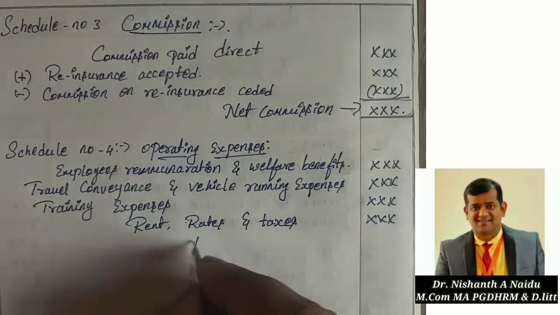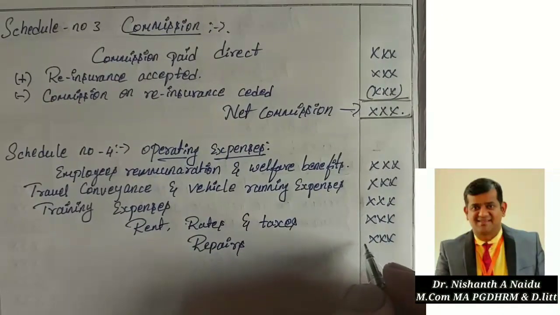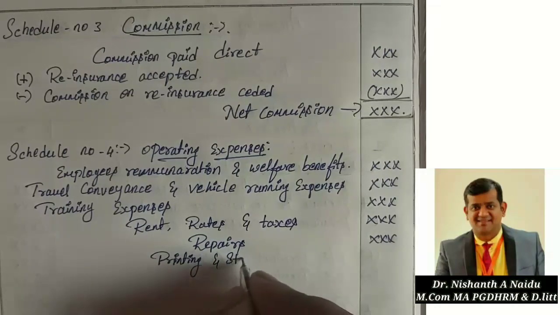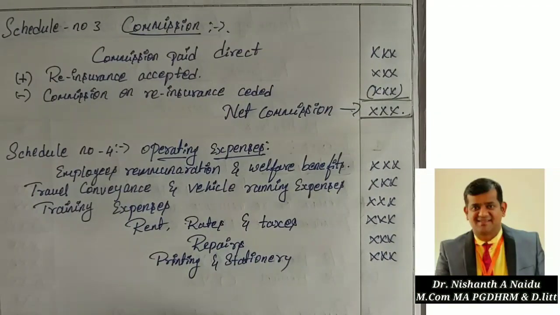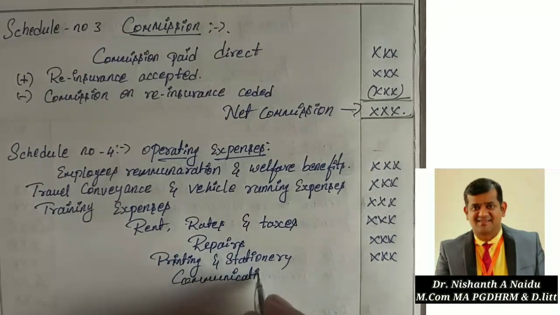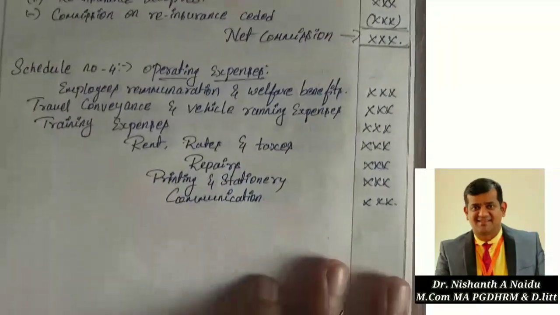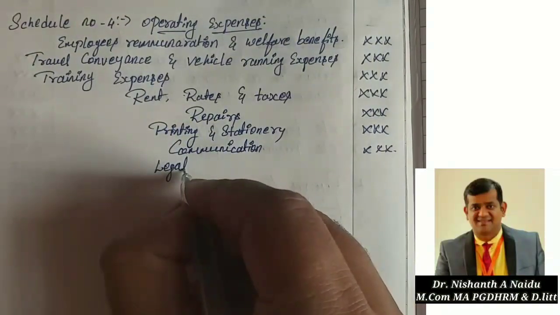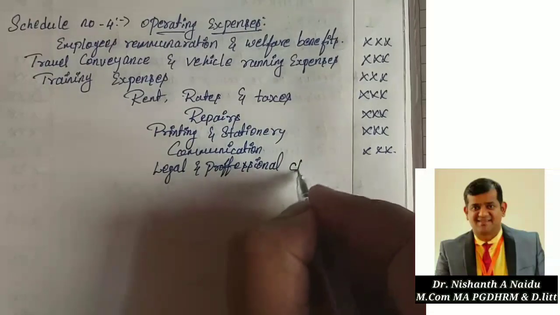If any repairs and maintenance, so that will also be under operating expenses. So I am writing repairs and maintenance. Then if you have any printing and stationery, then if you have any communication expenses, communication expenses. Then if you have any legal and professional charges which you are supposed to bear, so that is legal and professional, legal and professional charges.